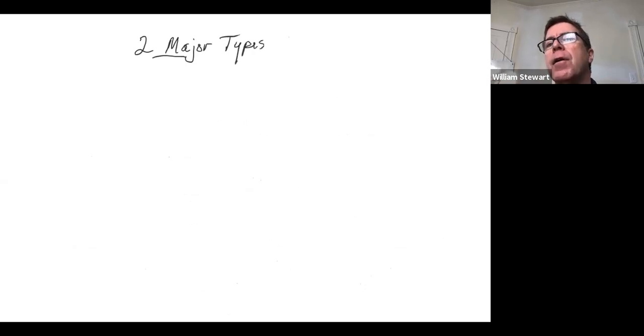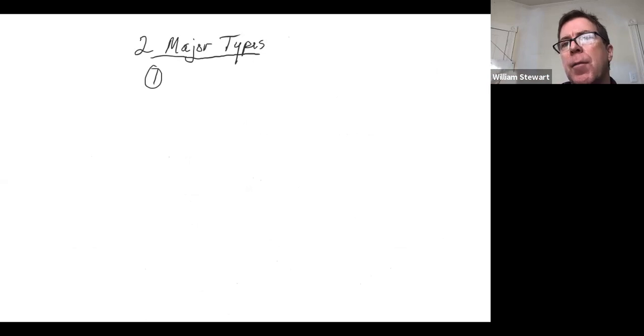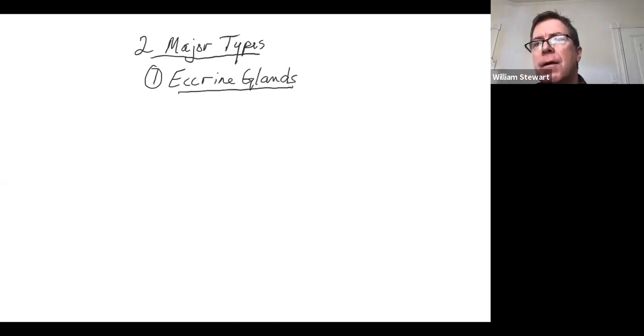And there are some subcategories within those 2 types. First, number 1, it's pronounced eccrine, E-C-C-R-I-N-E. Eccrine glands or eccrine sweat glands. These are merocrine in secretion. We define what merocrine is. I'll remind you right now.